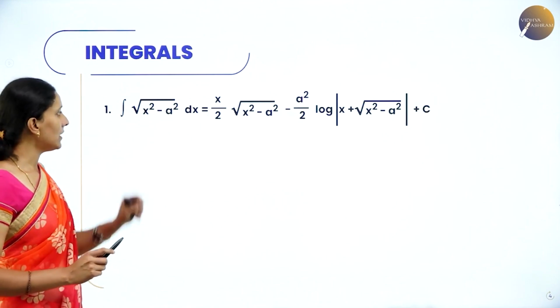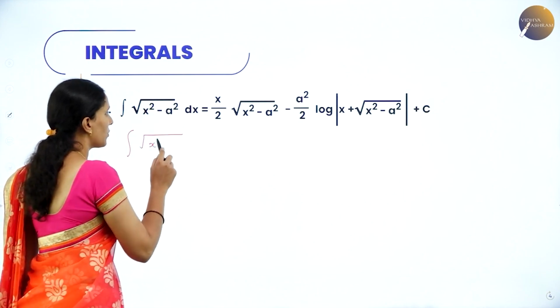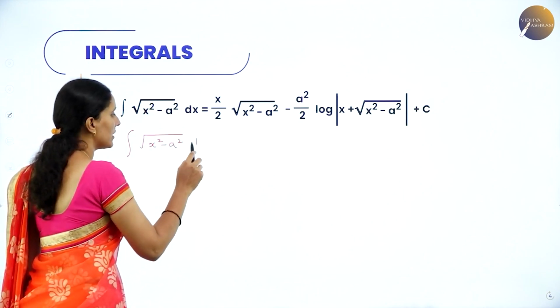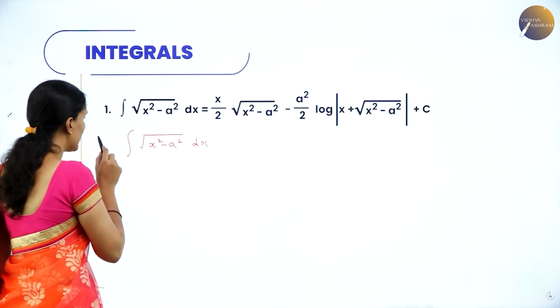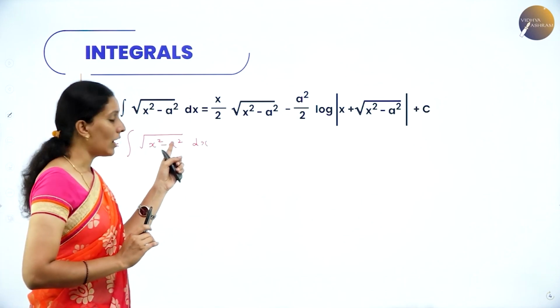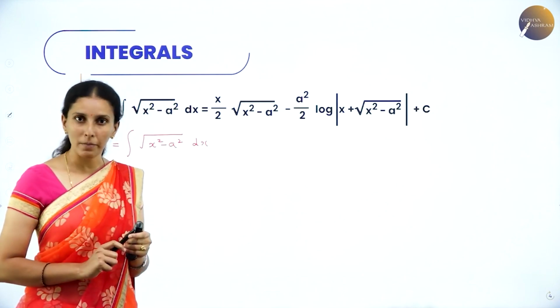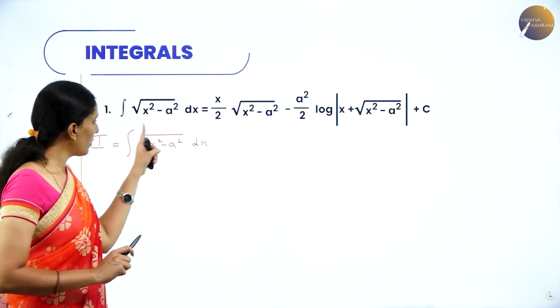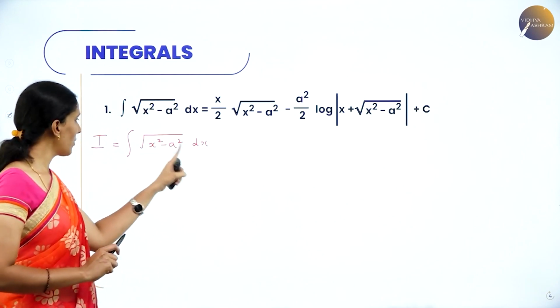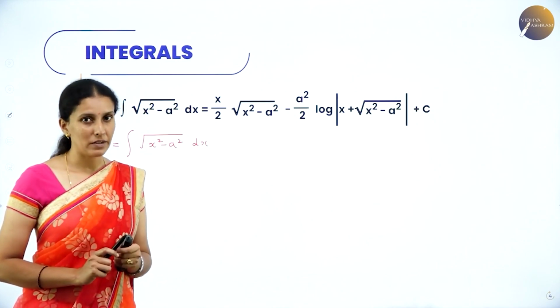So let me consider the first integral, root of x square minus a square dx. Let me consider this integral as I. Why I'll repeat? Because this is a continuous process where you will get repeated root x square minus a square. Therefore, whenever you get root x square minus a square dx, you can just replace it by I here, as we have done in the previous session.